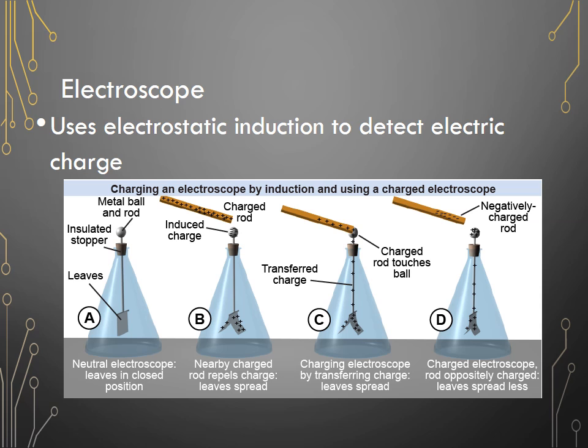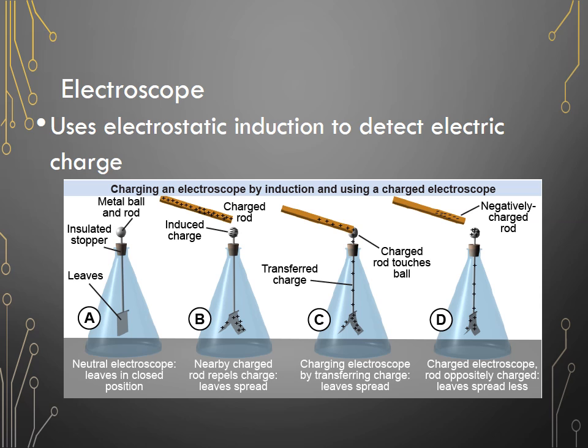If you then touch the top of the electroscope with the rod, in this case we're going to assume that this is a conductor that touches it, so the charge actually transfers into the rod, leaving the electroscope with a net positive charge, and those leaves are still spread.